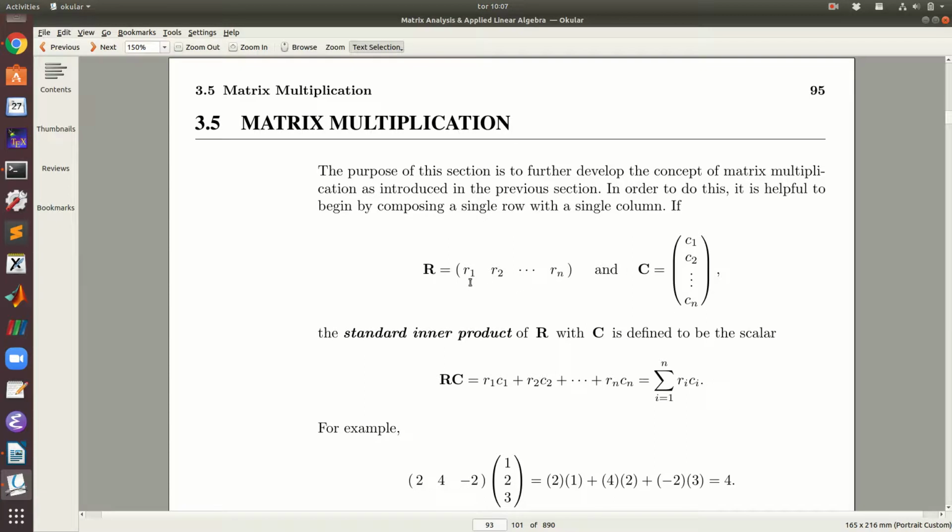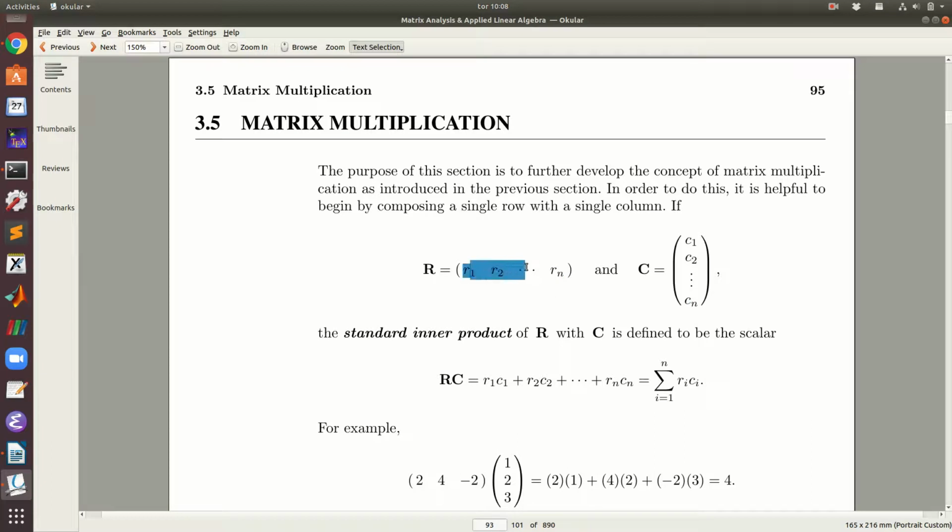by saying that it is helpful to begin by considering a single row, made up of these entries R1 up to Rn, and a column vector consisting of these entries C1 up to Cn. So we define the standard inner product of R and C to be the scalar obtained as follows: the first entry in the row times the first entry in the column, the second entry in the row times the second entry in the column, and so on up to the last entry in the row and the last entry in the column.